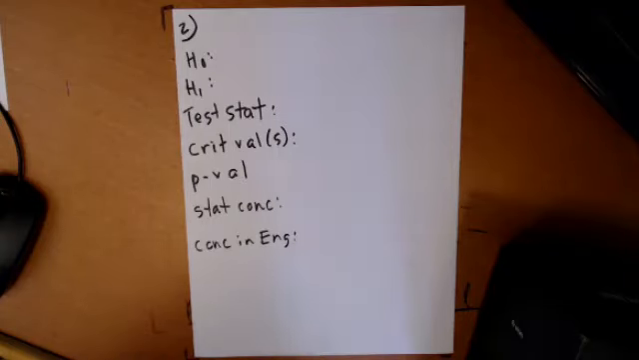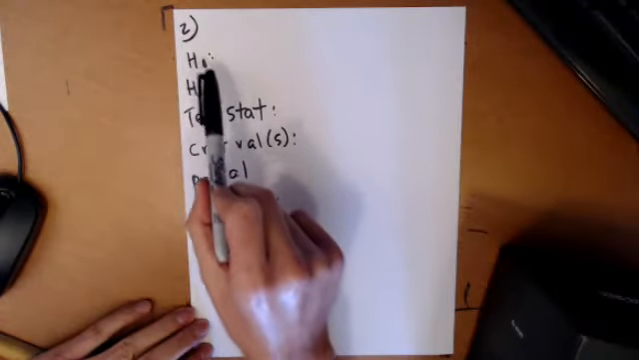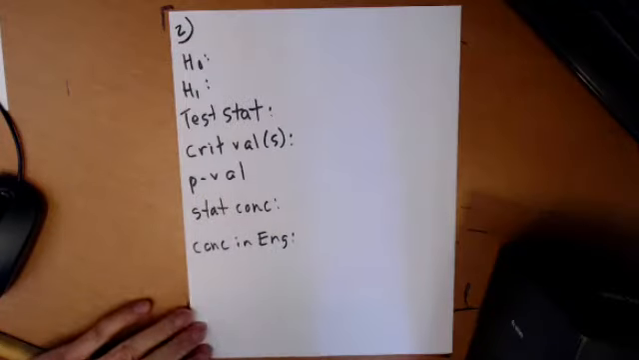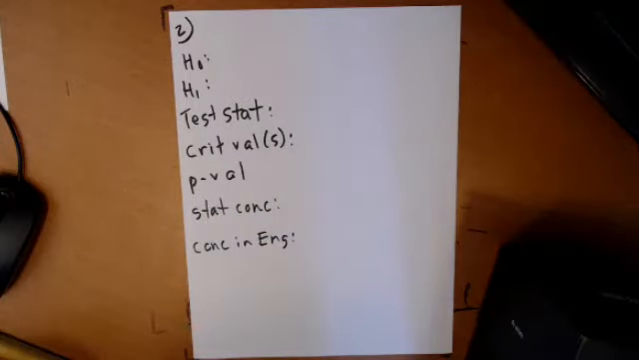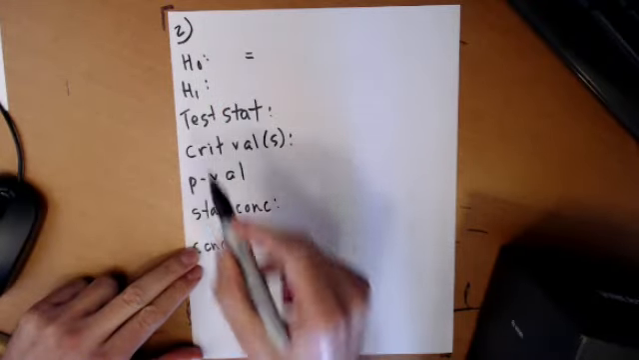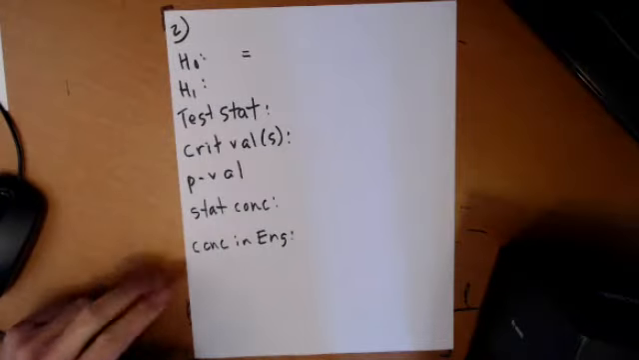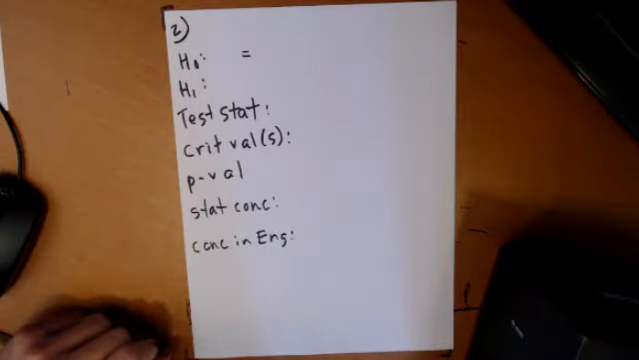Okay, so the null hypothesis. Why don't you pause and see if you can write down the null and alternative hypotheses right now on your own. Remember, the null is always going to get an equal sign, and the alternative is either a less than, a greater than, or a does not equal sign. Give it a try.